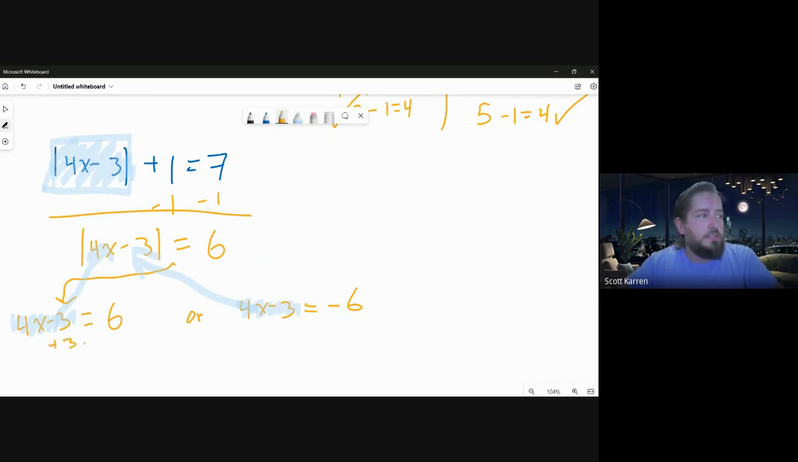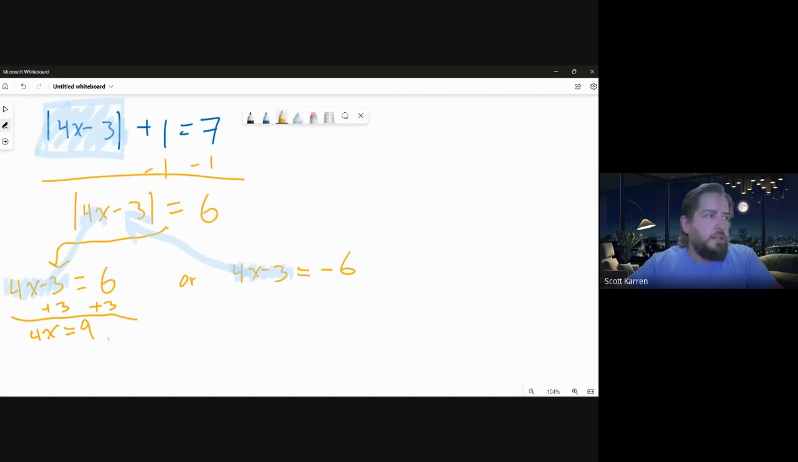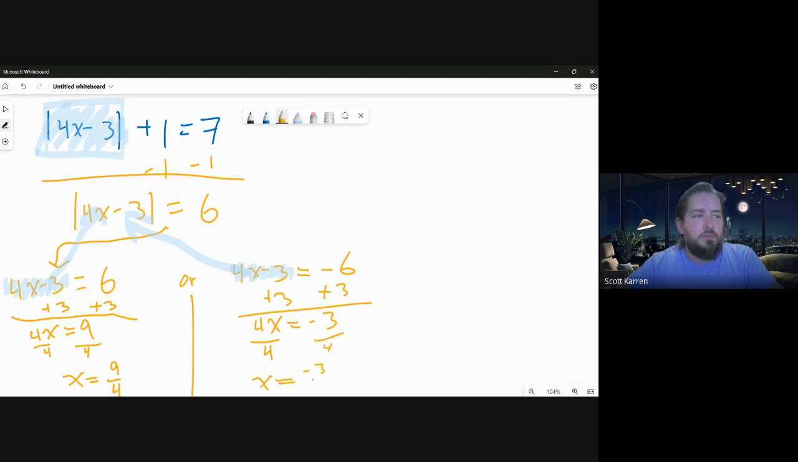Add 3 to both sides on the left equation. That gives me 4x equals 9. And then divide each side by 4. And I have x equals 9 over 4. Or add 3, add 3. This gives me 4x equals negative 3. And divide each side by 4. And I've got x equals negative 3/4.